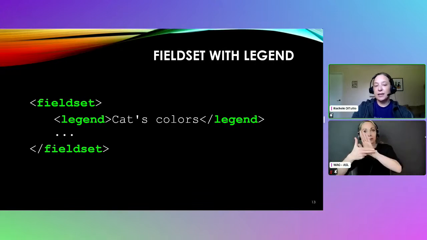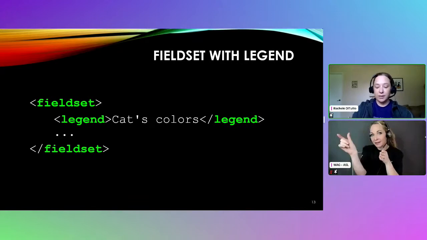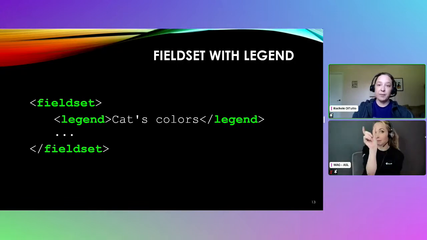You can also use field set and legend for a group of similar text fields, like say an address. You might put all of the form fields for an address within a field set, just to make it clear that it's like the shipping address versus the billing address, something like that.